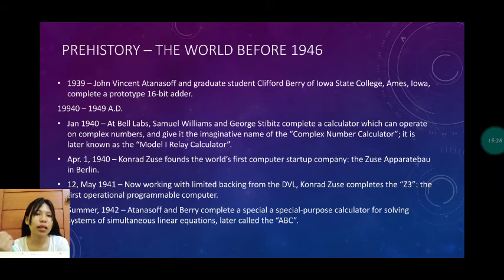January 1940, at Bell Labs, Samuel Williams and George Stibitz complete a calculator which can operate on complex numbers and give it the imaginative name of the Complex Number Calculator. It is later known as the Model 1 relay calculator. April 1, 1940, Konrad Zuse founds the world's first computer startup company, the Zuse Apparatebau in Berlin. May 12, 1941, now working with limited backing from the DVL, Konrad Zuse completes the Z3, the first operational programmable computer.